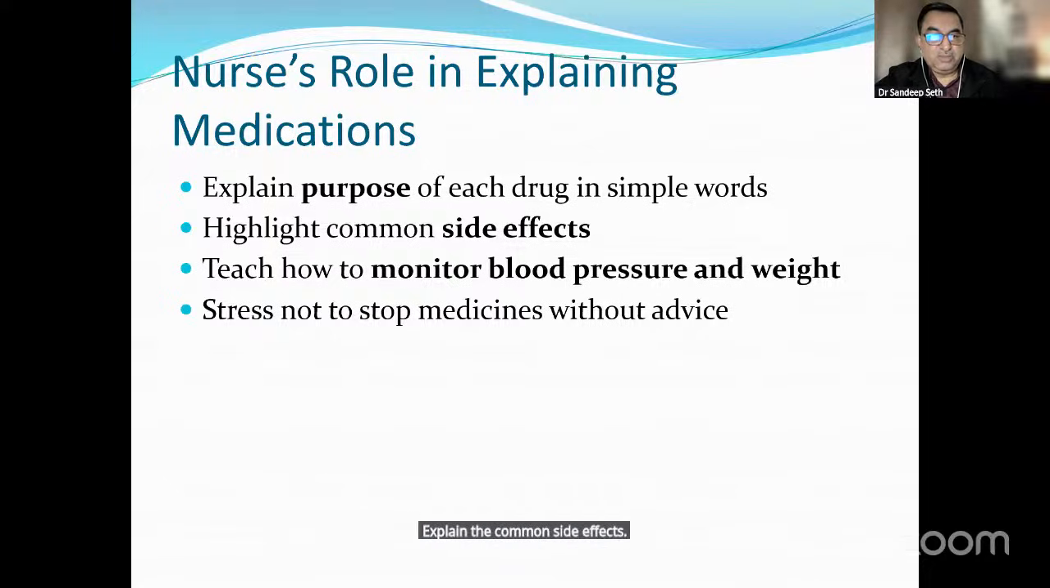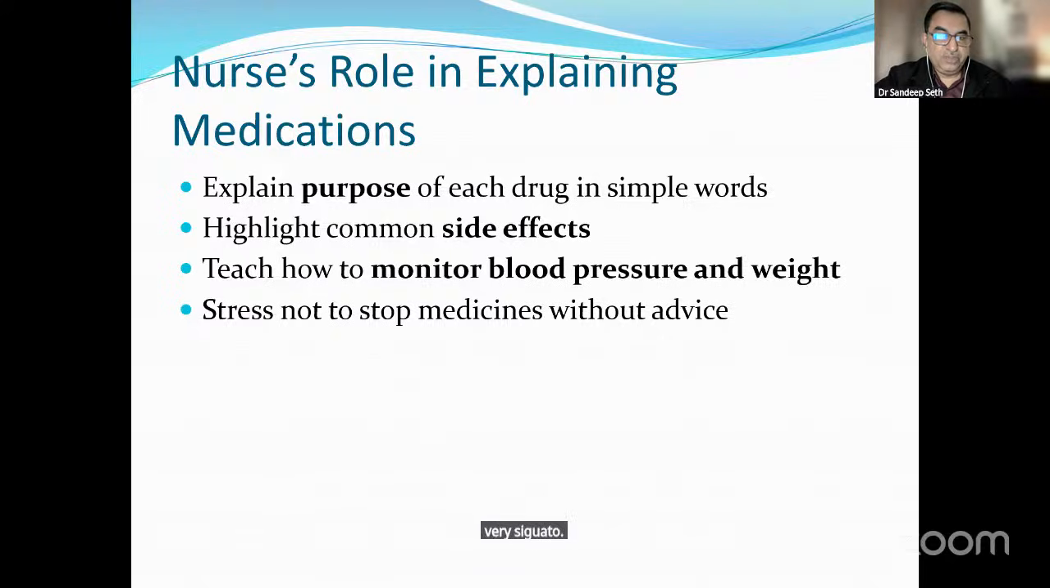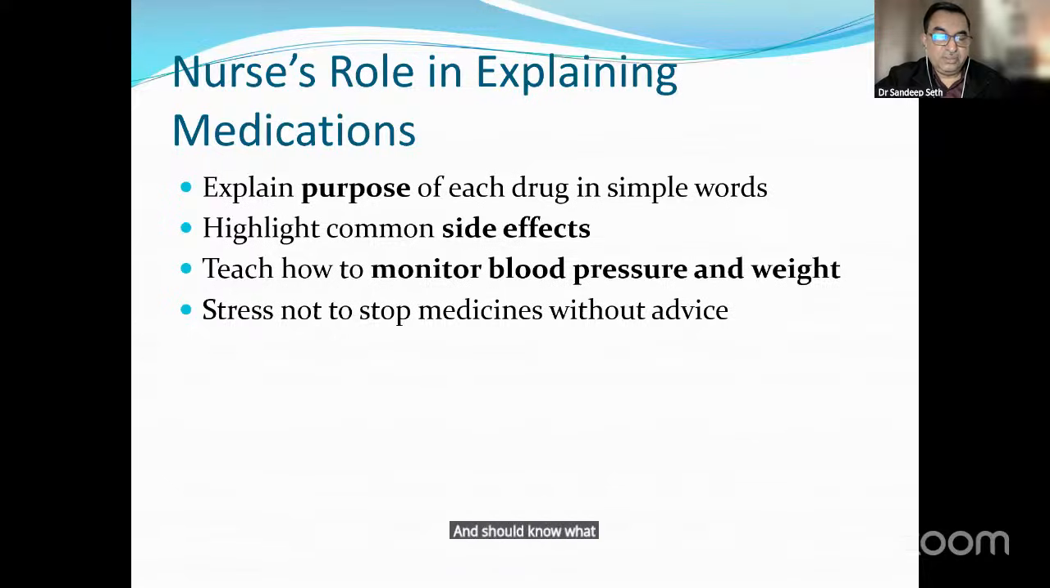Commonly, the patient's blood pressure can fall when you start vasodilators. So you should tell them that this can happen. If there's only a slight fall in blood pressure, don't worry. But if you have symptoms, you should know which drugs can cause this. All your vasodilators can cause this problem to some extent. Your nitrates and beta blockers will also cause this problem, less likely with SGLT2 inhibitors, and vericiguat, though they can also cause a slight fall in blood pressure. So patients should know about these drugs and should know what to do if something like this happens.